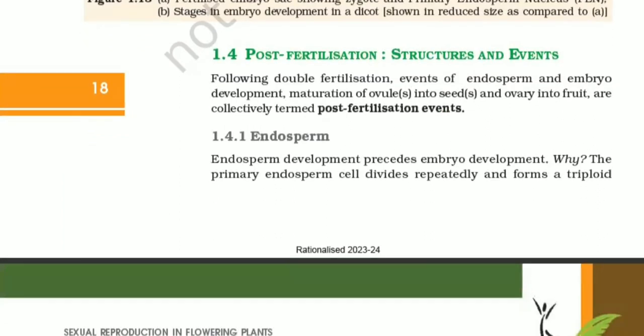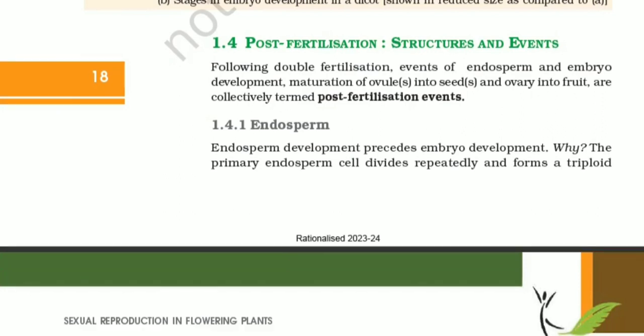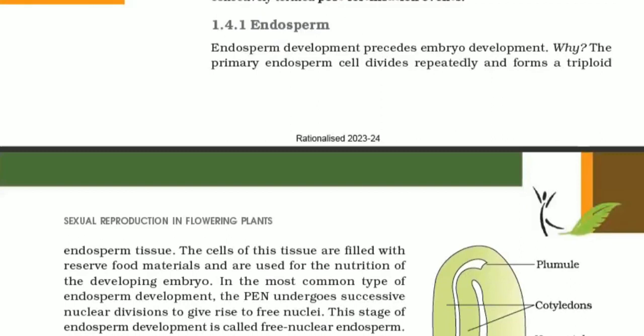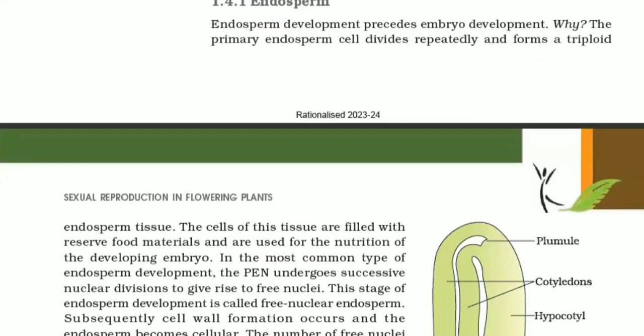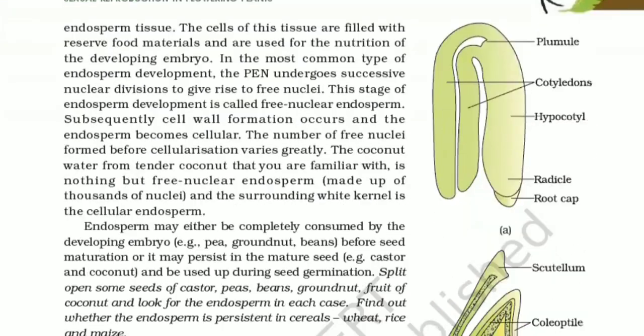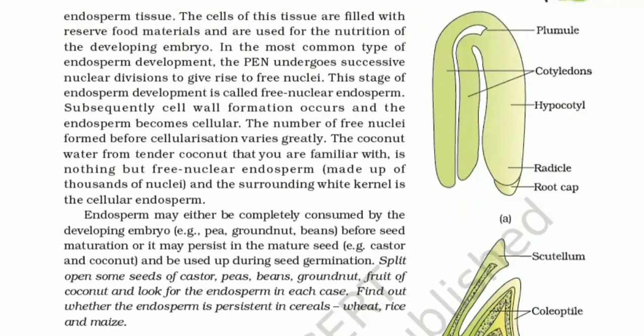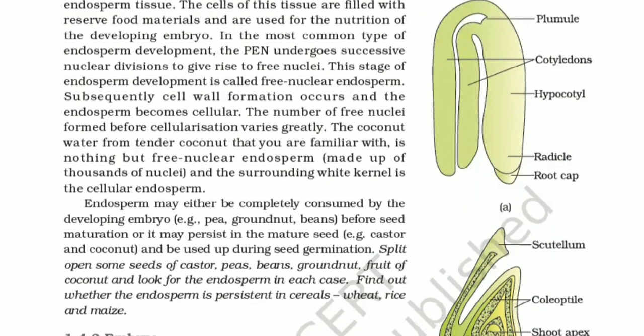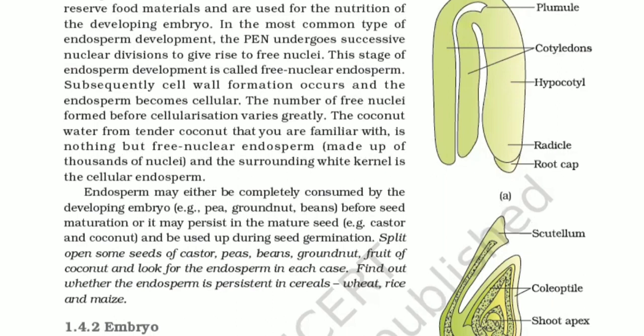Following double fertilization, events of endosperm and embryo development, maturation of ovules into seeds, and ovary into fruit are collectively termed post-fertilization events. 1.4.1 Endosperm. Endosperm development precedes embryo development. Why? The primary endosperm cell divides repeatedly and forms a triploid endosperm tissue. The cells of this tissue are filled with reserve food materials and are used for nutrition of the developing embryo.